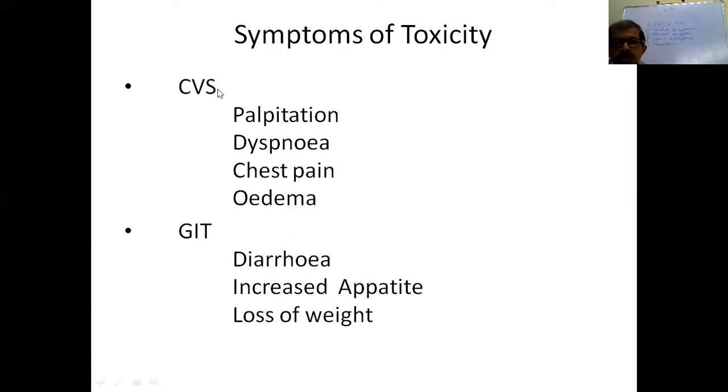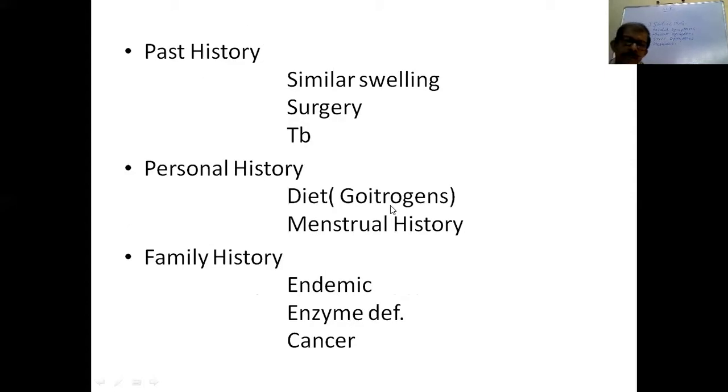Then let us go to the cardiovascular system. Palpitation is very common in both primary and secondary toxicity. Then the patient may also complain of dyspnea, chest pain, and if there is congestive heart failure, particularly in secondary toxicity, there may be edema of the feet. So these are the symptoms of the cardiovascular system. Then in GIT, the patient may also complain of diarrhea. So these are the symptoms of toxicity.